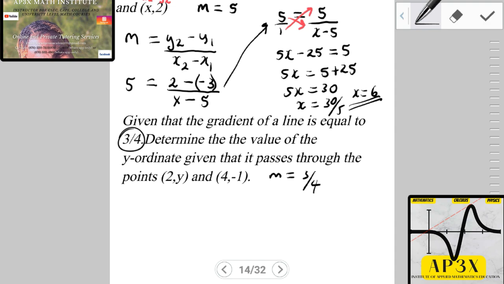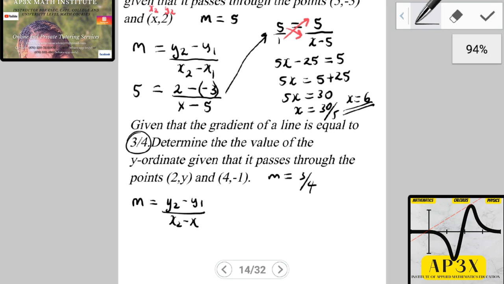All right, so now we are to determine the value of the y ordinate value, given that it passes through the points (2, y) and (4, -1). What is the value that is supposed to go here that will cause the gradient of this line to be equal to 3/4? We start off naturally by saying m is equal to y2 minus y1 over x2 minus x1.